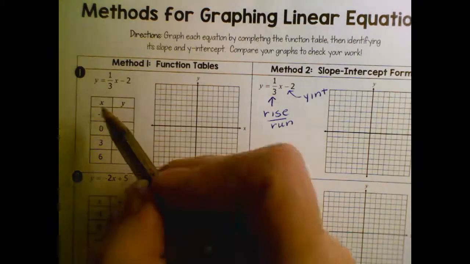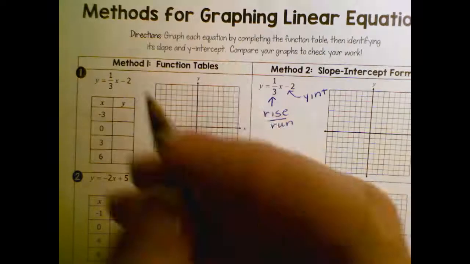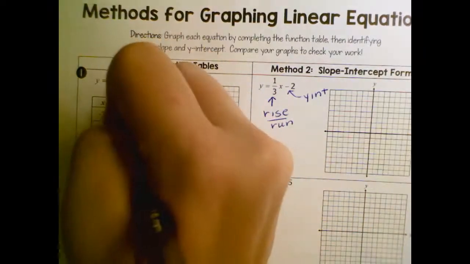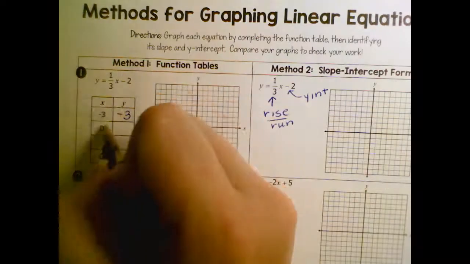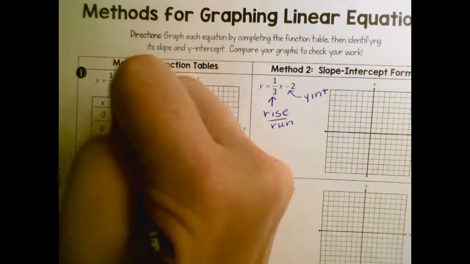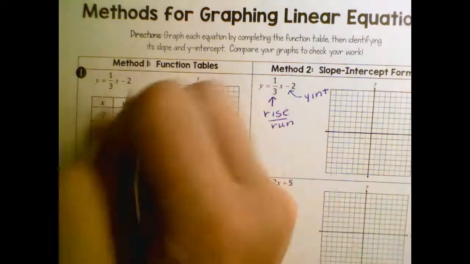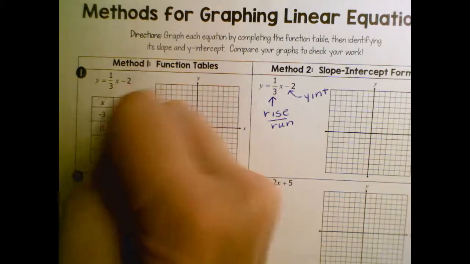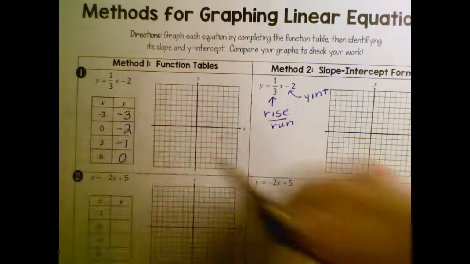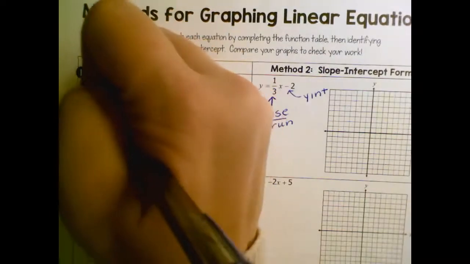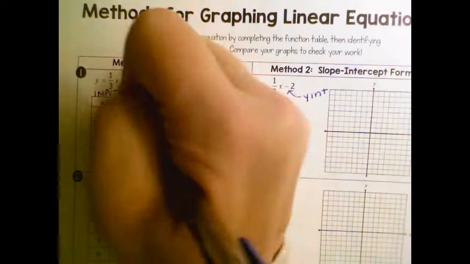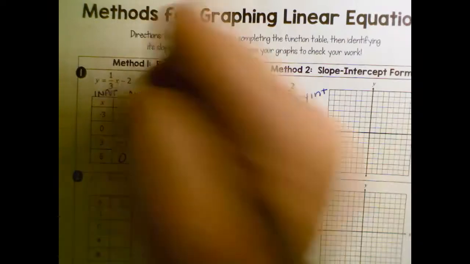Looking at number one, if I input a -3 into my equation, I'm going to get -3. If I input 0, I'm going to get -2. Input 3, I'm going to get -1. Input 6, I'm going to get 0. So again, my x's are my inputs, y is what I got as my answer.